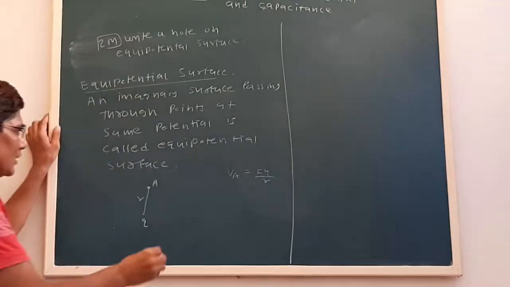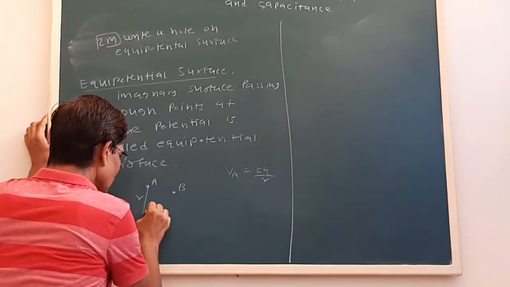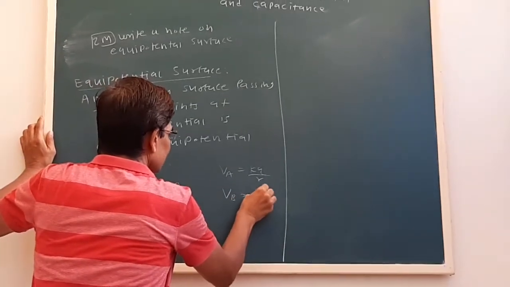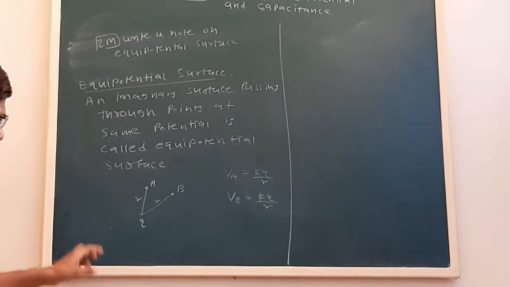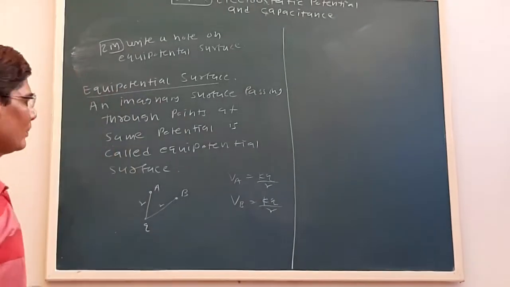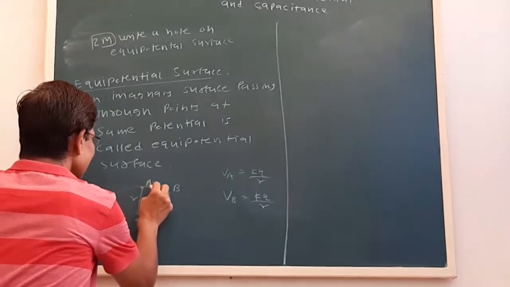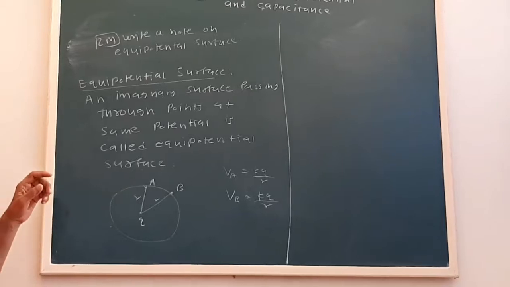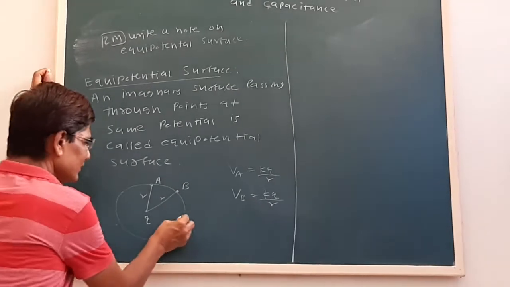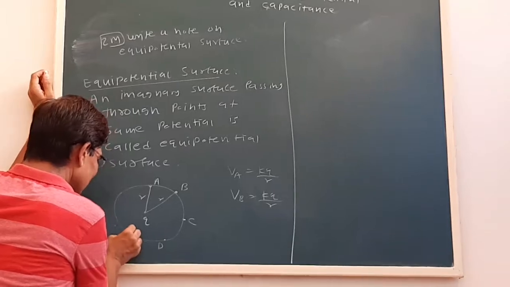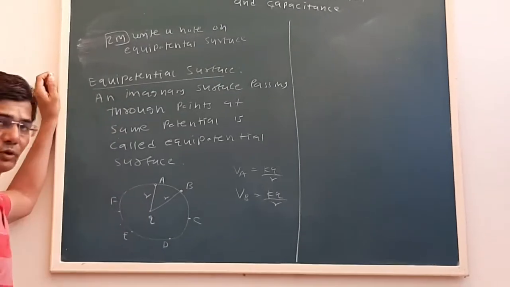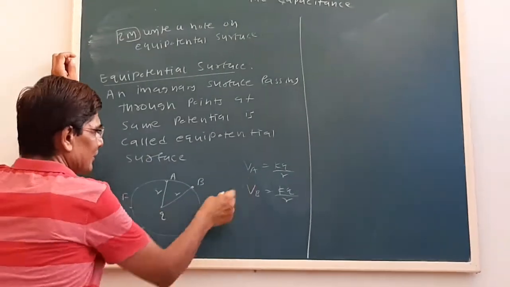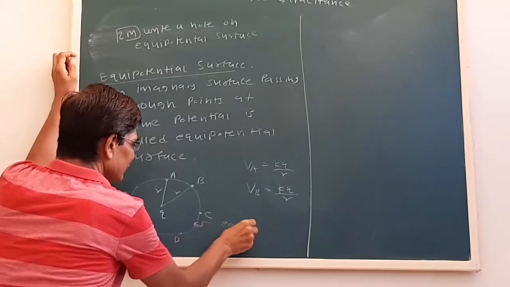Okay. Now we consider another point B which is also at the same distance. Now we know the electric field of a point charge is radial. So with Q at the center and R as the radius, if I draw a sphere, then all the points on the sphere will be at the same potential. Now this imaginary surface passing through points at the same potential is nothing but equipotential.